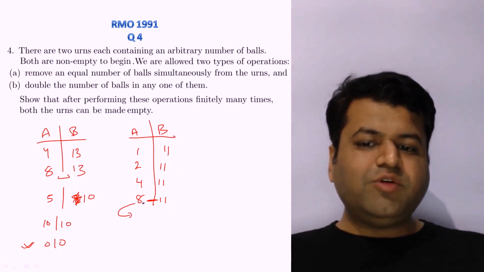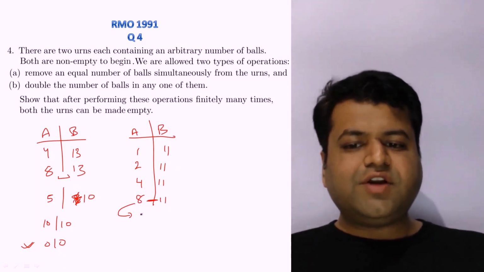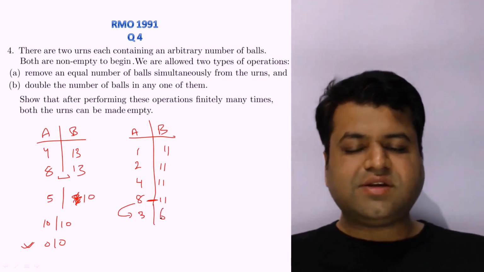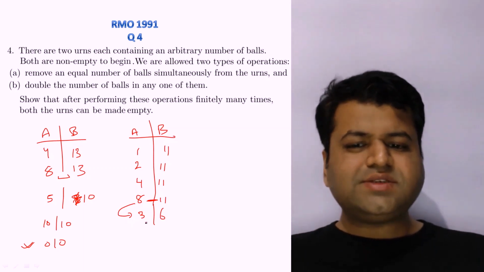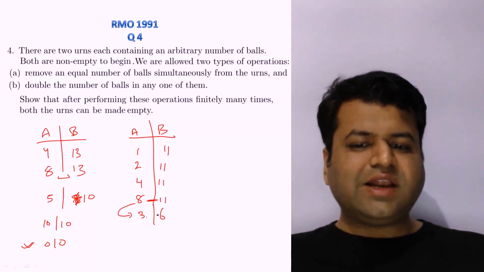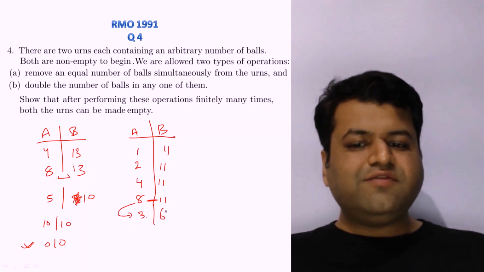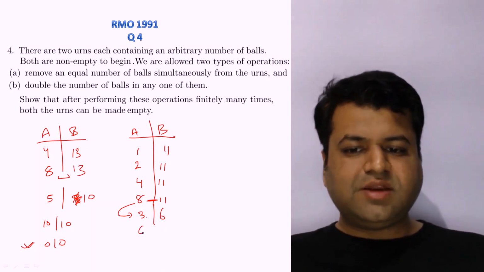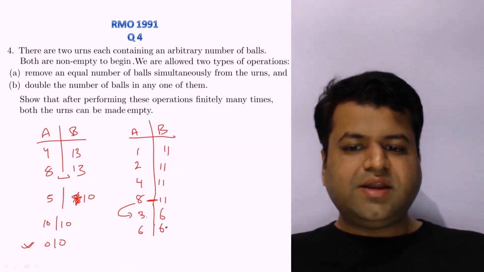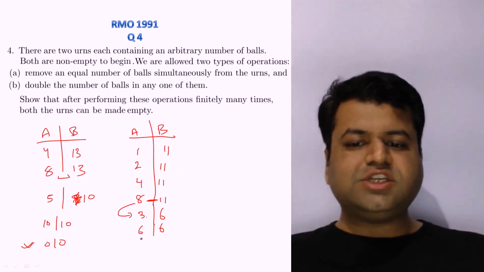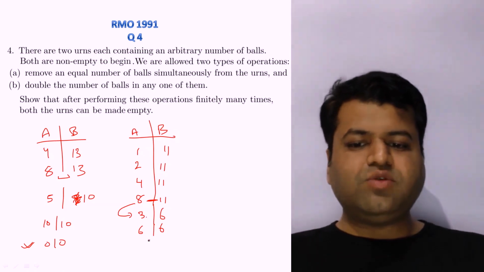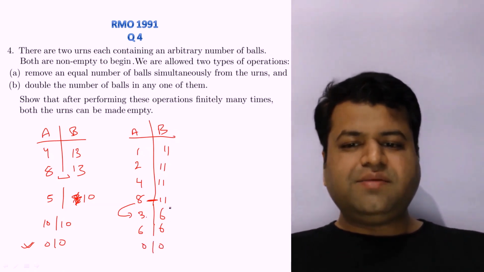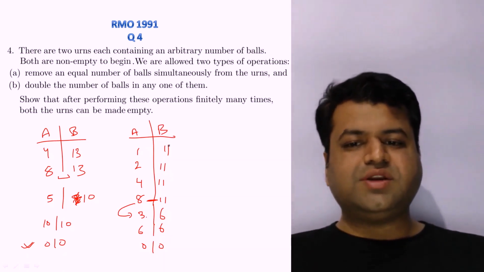So removing 5 balls from both the boxes, what will we end up with? We will end up with 3 here, and we will end up with 6 here, right? So the point is, now this has exactly half the number of balls which is there in the second box, right? Now let's double the number of balls in box A, and here it is 6. Now you can remove all the 6 balls as they are equal, so we'll end up with again 0 0, right? So I've given a clear hint how to proceed with this question, right?